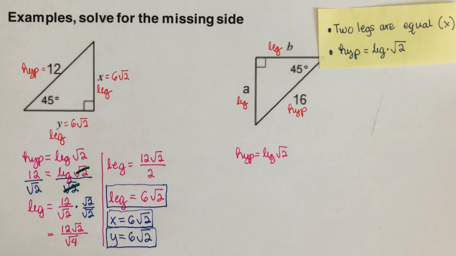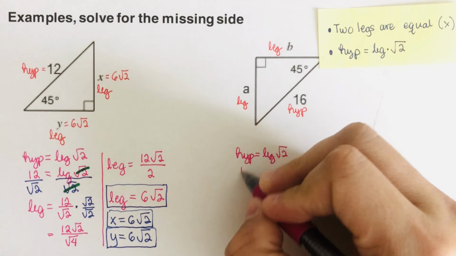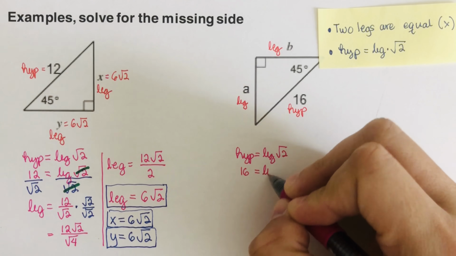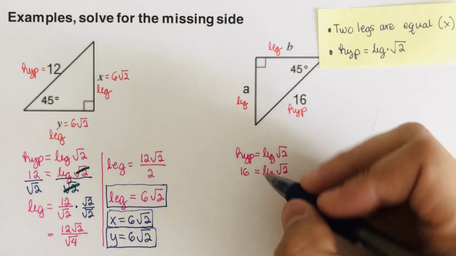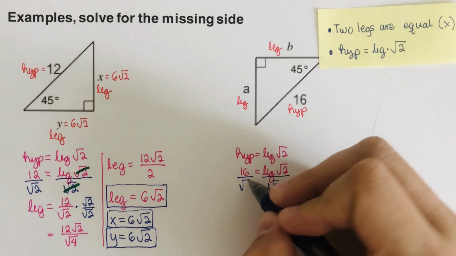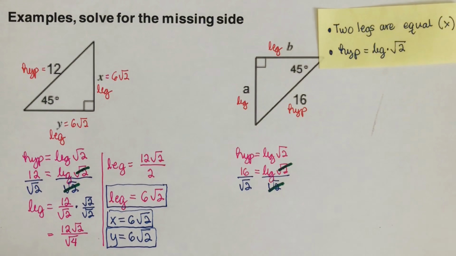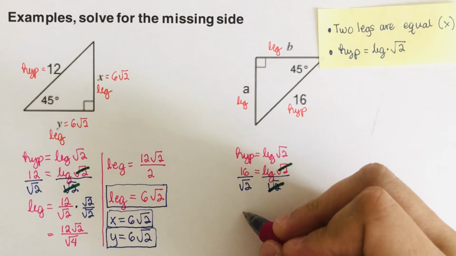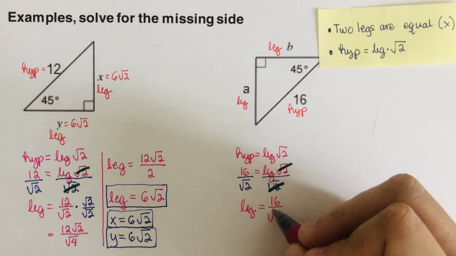sides by, no, we plug in the 16 first. So that would be before you divide. So 16 is equal to leg times square root of 2. Then from here, we divide both sides by square root of 2 so that we are able to solve for the leg. So this square root of 2 and square root of 2 get crossed out, and we are left with leg is equal to 16 over square root of 2.